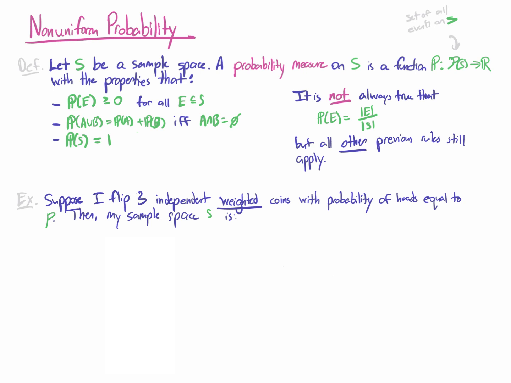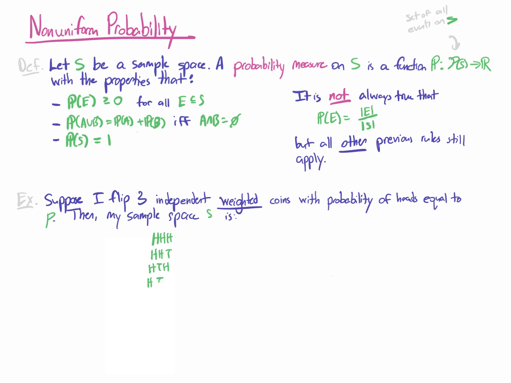So if there are three coins, well, then I have 2 cubed, which is 8 possibilities. And so if I start listing them out, I could have HHH, that's 3 heads. I could have HHT, that's 2 heads in that order. I could have HTH, which is 2 heads in a different order. Then I could also have a few other things.